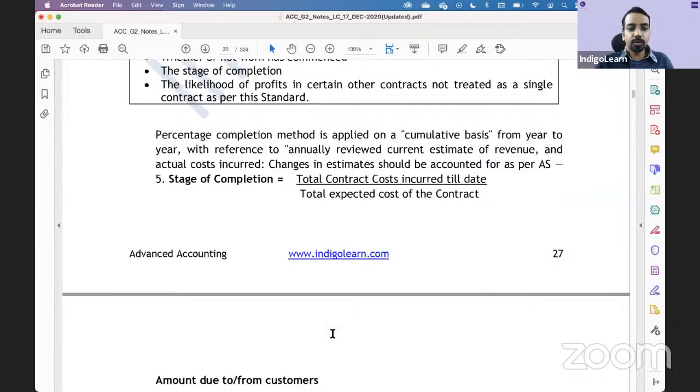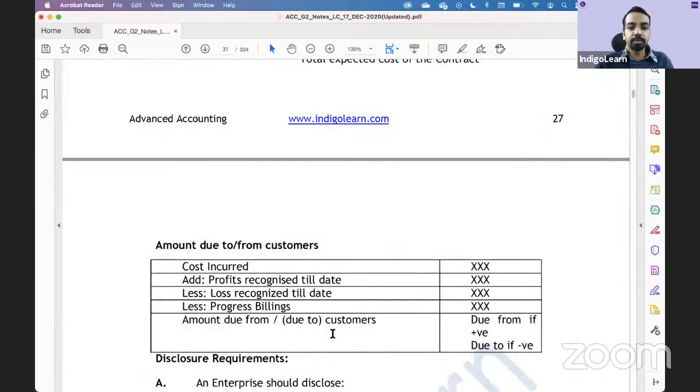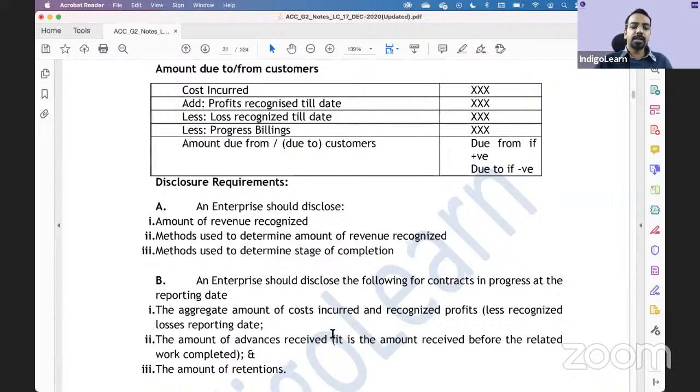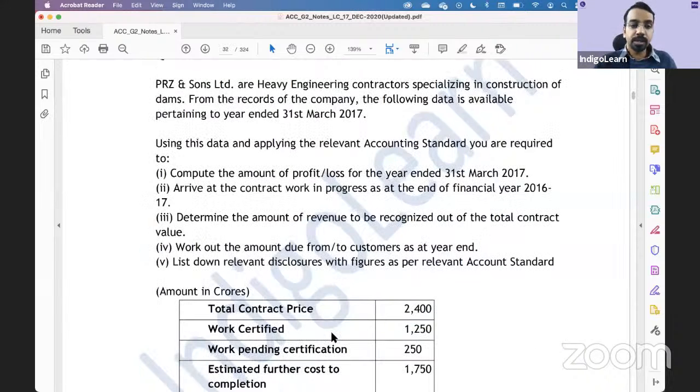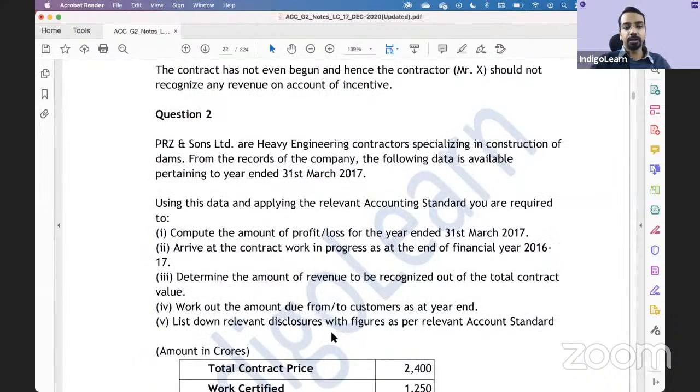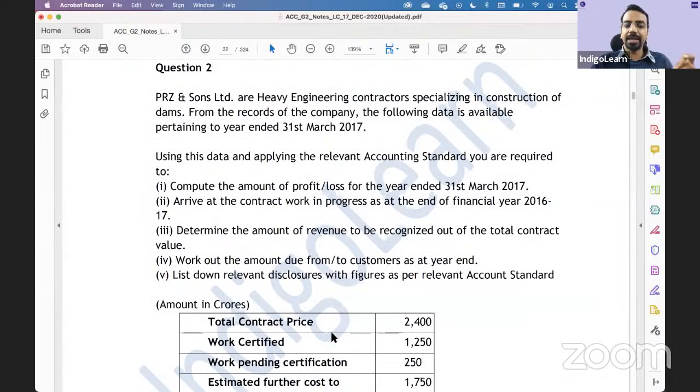Okay, so let me just take one question quickly. This is a simple question, but still will cover most of the concepts that we are expected to learn in this particular standard. And then I'll take up one question from the exam paper, which will help you understand the linkages between various concepts given in this standard, right?